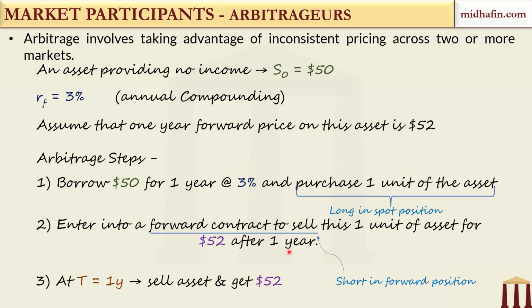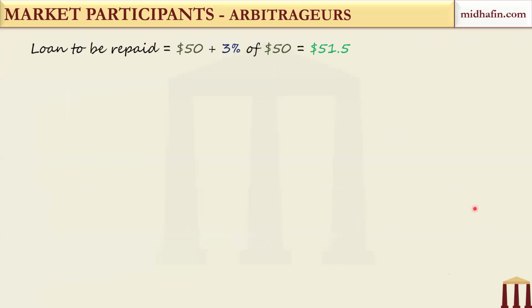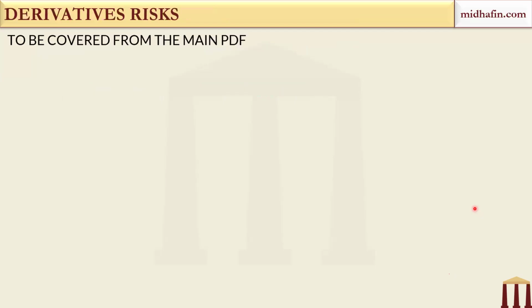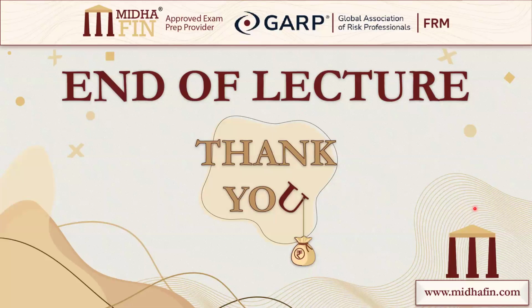So are the calculations clear? Is the how part clear? Just look at these 3 steps. Let me know. Is it clear? Okay, fine. So later on, we'll discuss this idea in detail in the hedging as well as the valuation chapter. Now this derivatives risk, you can just go through the main PDF. Okay, fine. Thank you very much for attending this session.